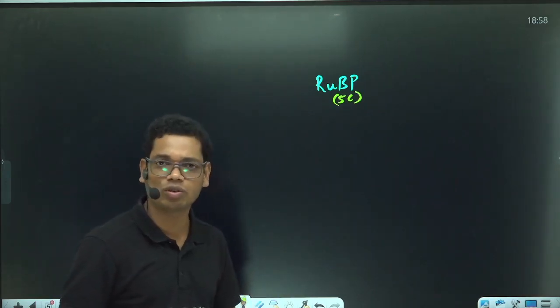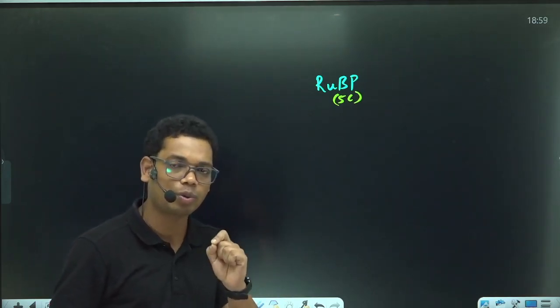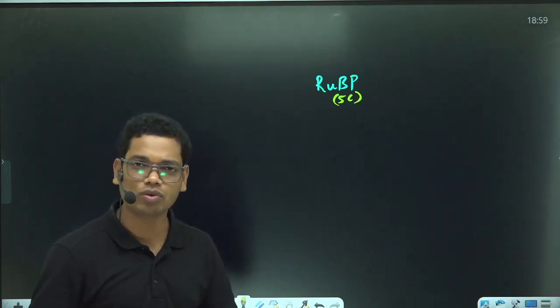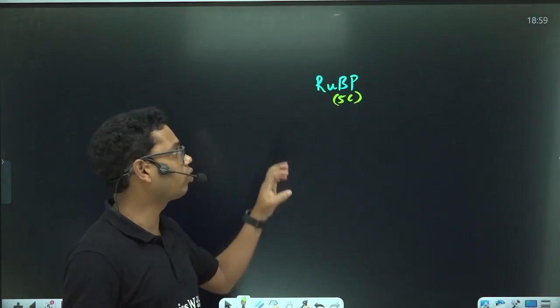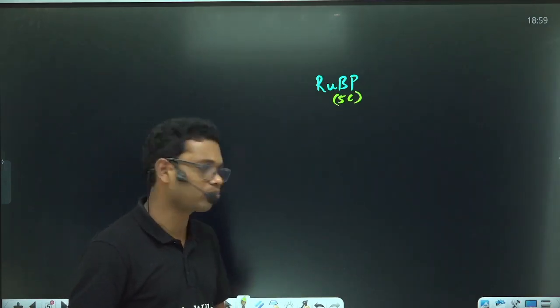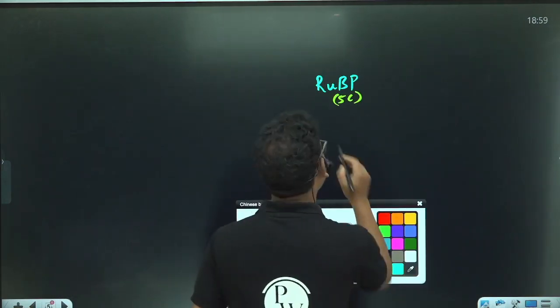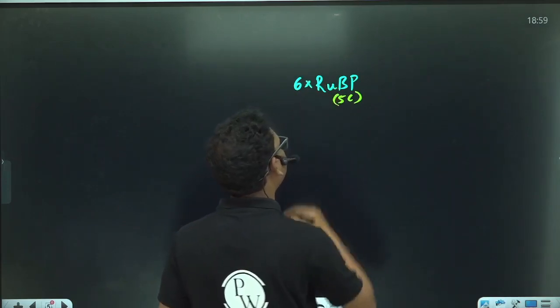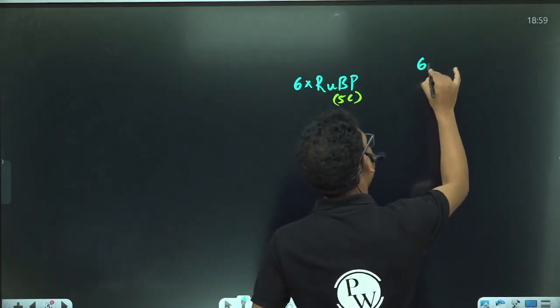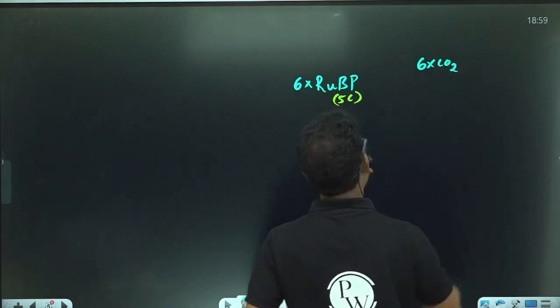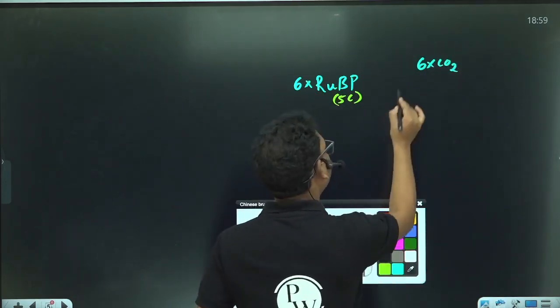One molecule of RuBP binds with one molecule of CO2. So for binding of six molecules of CO2, we will require six molecules of RuBP. Those six molecules of RuBP will combine with six molecules of CO2. As a result, what will happen?